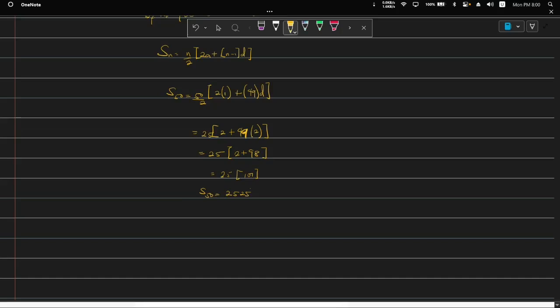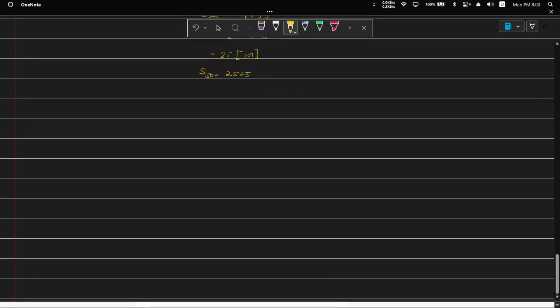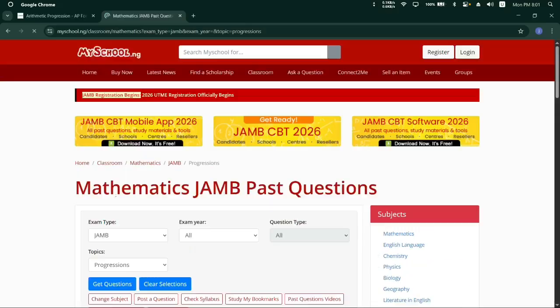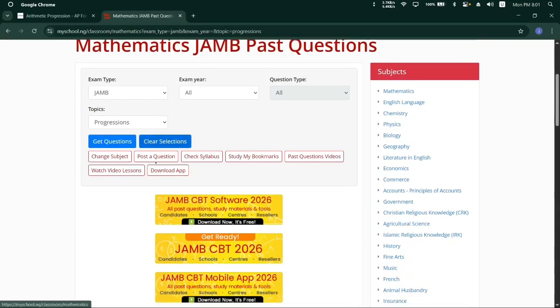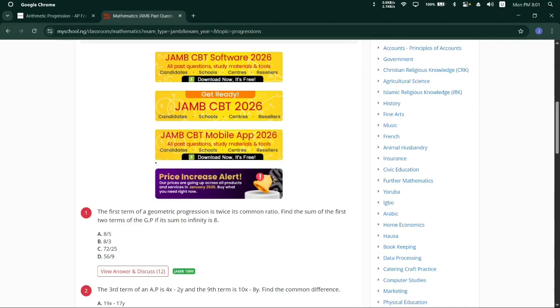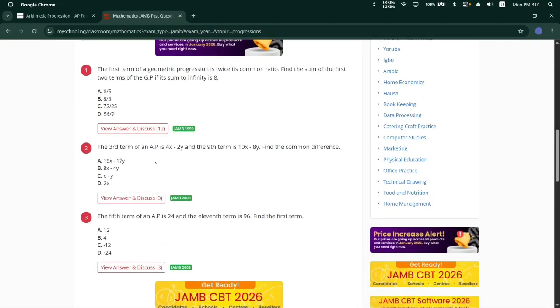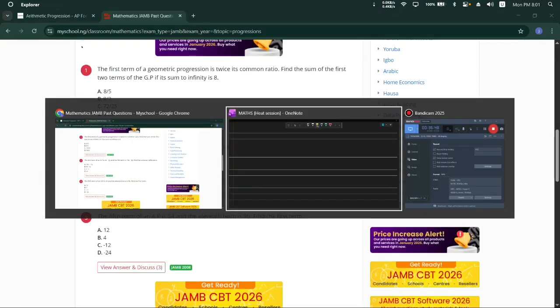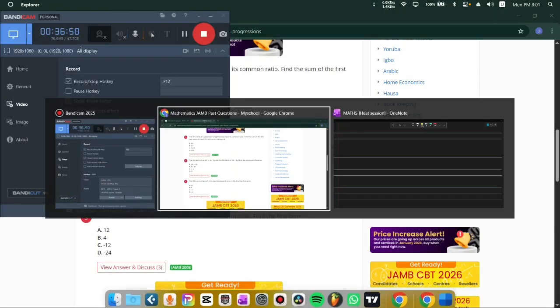Let's try and solve again. We want to solve only a few questions for now. Now look at this question 2. I hope you can see the entire screen. Alright, you can see the entire screen.